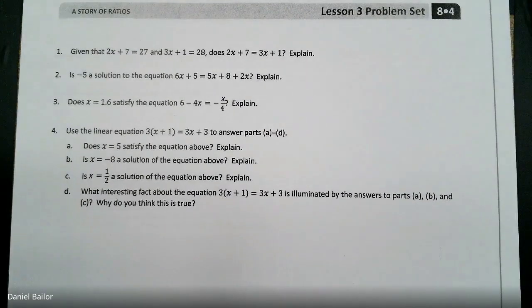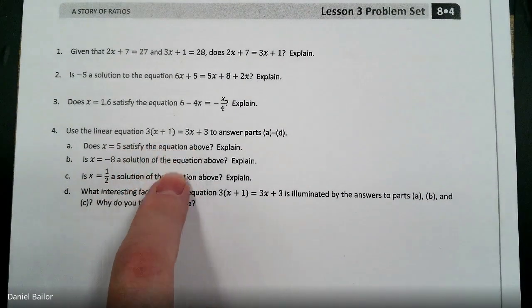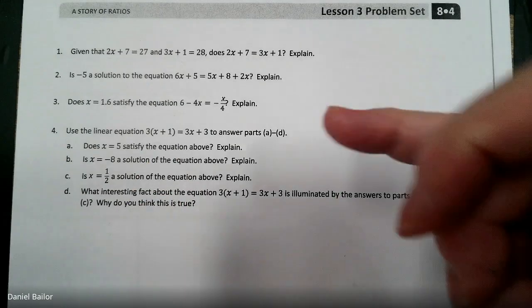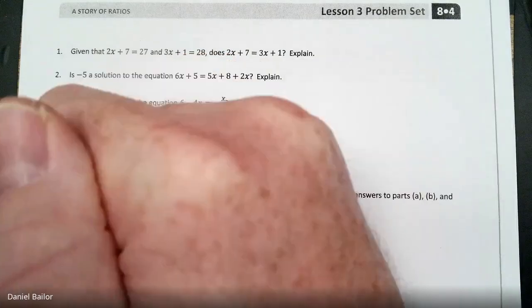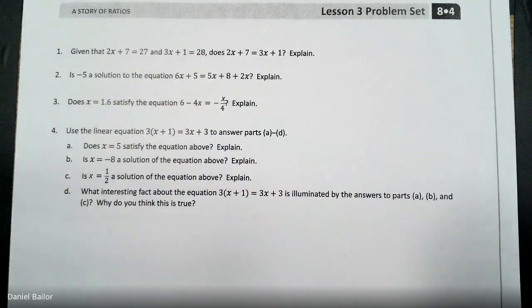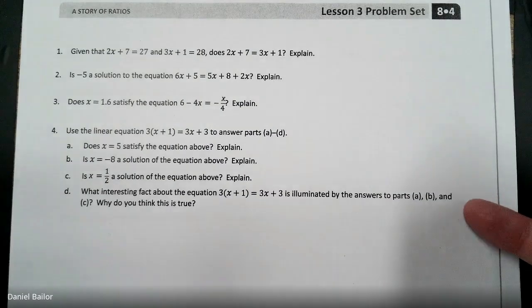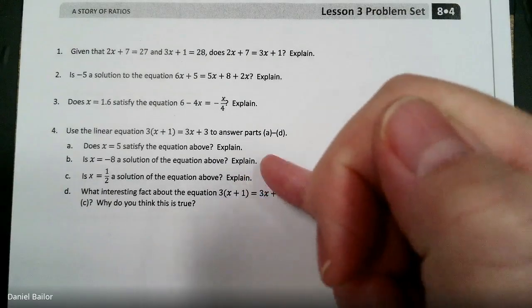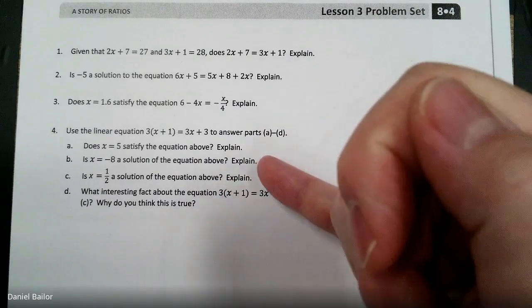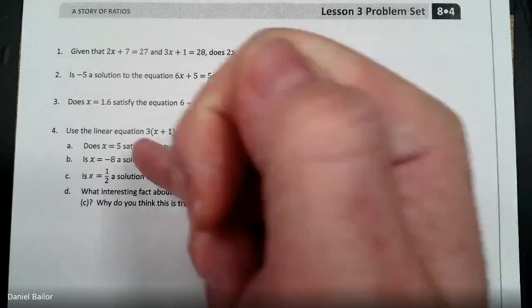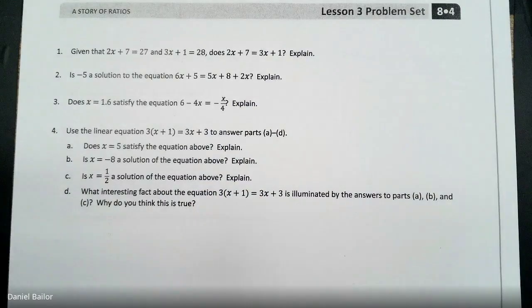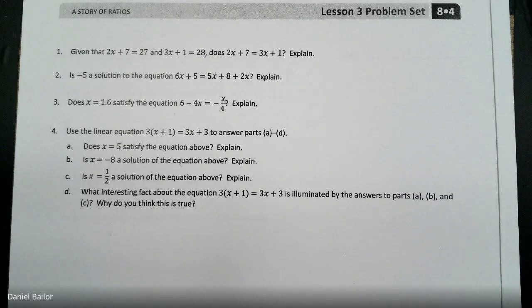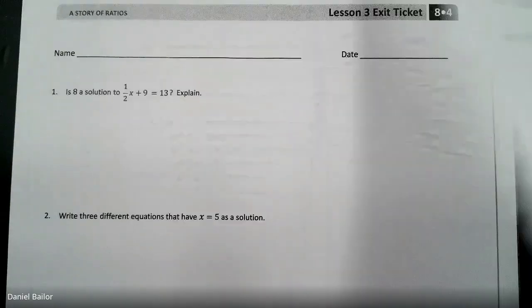And then for number 4, use this equation to answer parts A through D. So you're using the same equation for x equals 5, x equals -8, and x equals 1/2. And then there's going to be some interesting fact you find after you do A, B, and C. What do you find after you do A, B, and C? I'm not going to spoil it for you, but you'll do A, B, and C, see if all these work in this equation to see the interesting fact. My answers to the problem set are posted on the Google Classroom, so you are able to check your answers to this, no problem.